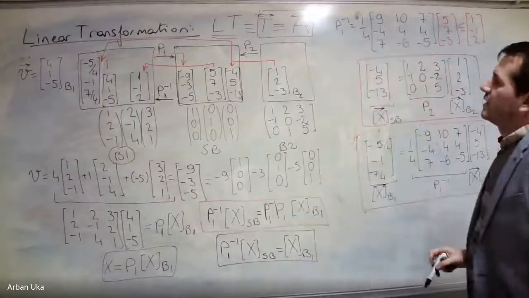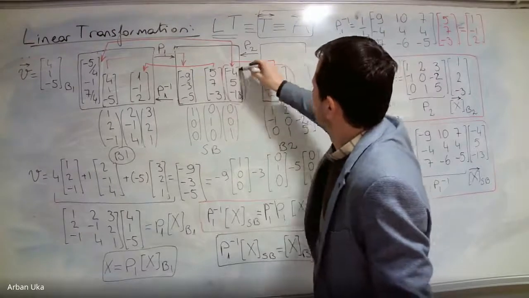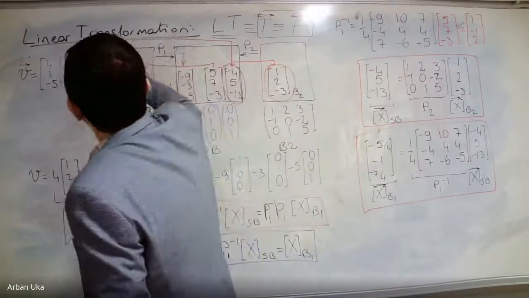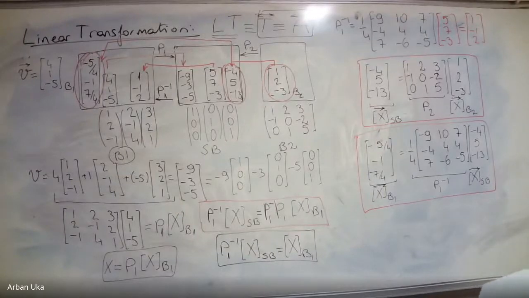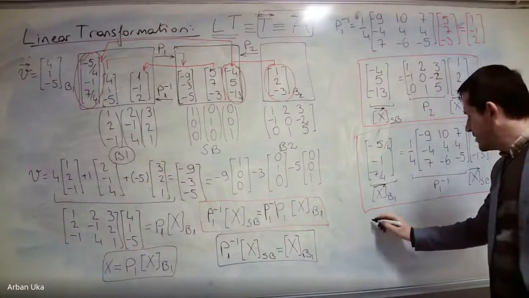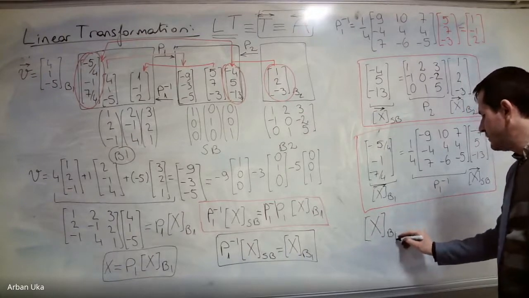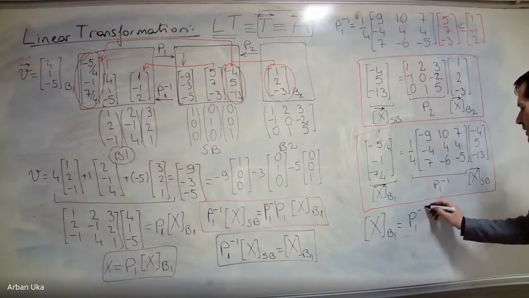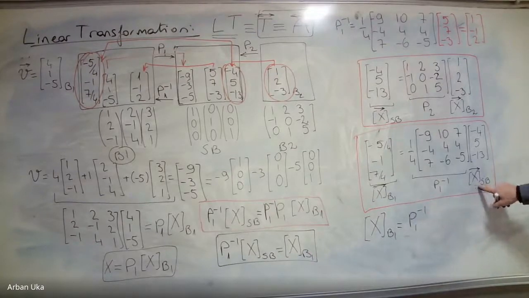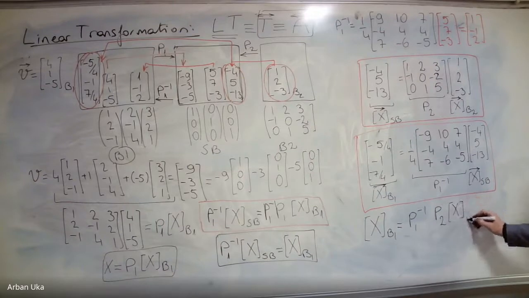So now we can write, maybe it's better if you do it like this. This vector is equal to this projection in the standard basis, and it's equal to this vector in the basis B1. And finally, what we observe here is that x, according to the basis B1, is equal to P1 inverse times x in the standard basis, which is equal to P2 times x according to the basis B2.